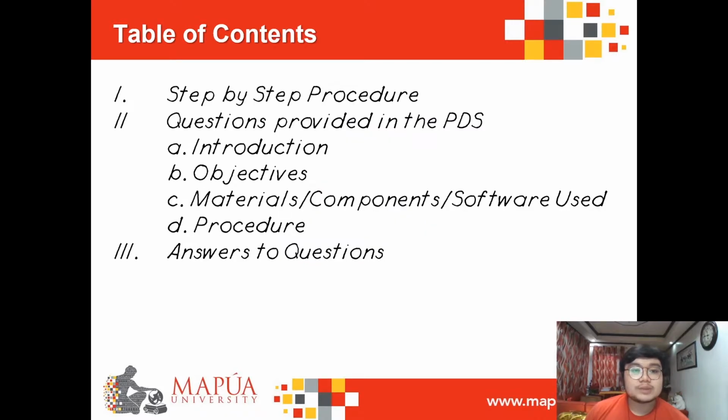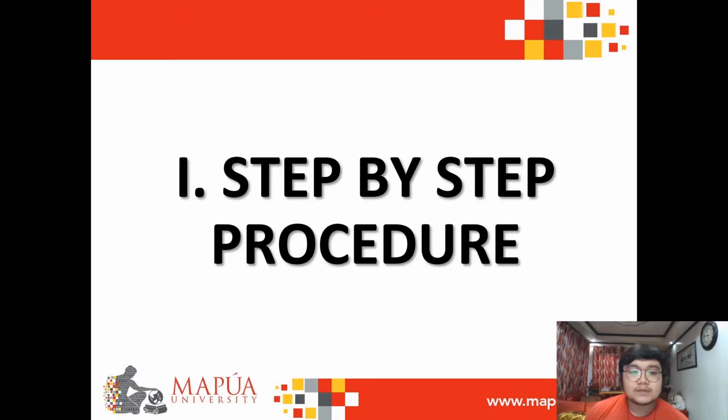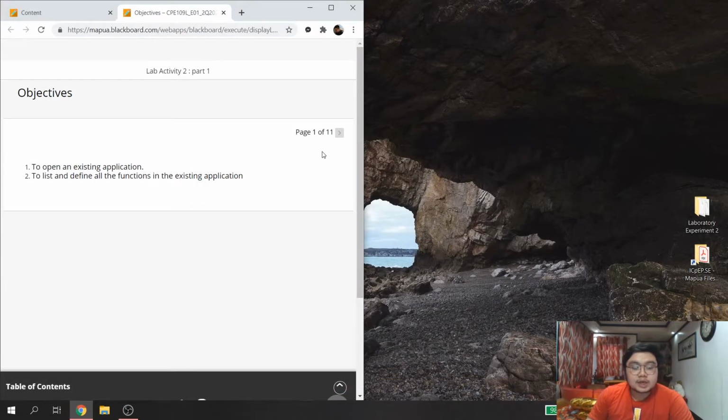Today I will be discussing, first, the step-by-step procedure. Second, the questions provided in the PDS: A. Introduction, B. Objectives, C. Materials, components, software used, D. Procedure. And the third one is the answers to questions. First is the step-by-step procedure. For the step-by-step procedure, here is the laboratory manual.